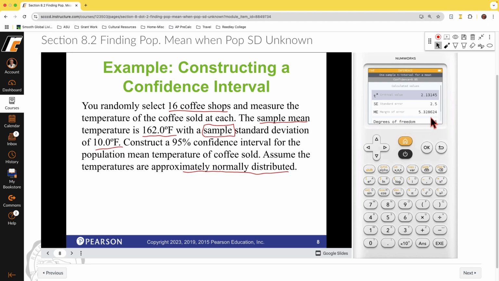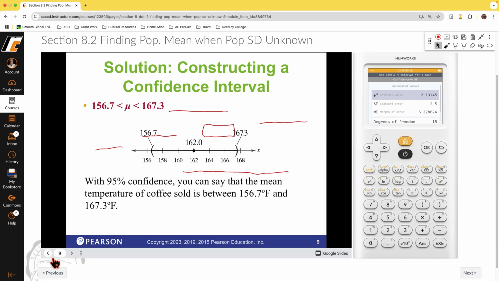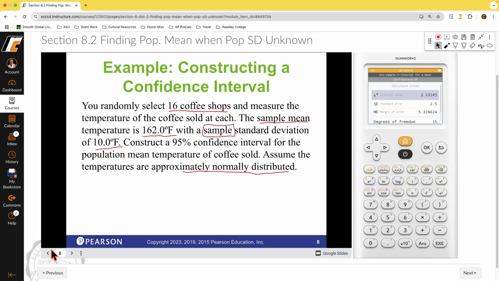What we're going to see is that margin of error is used with the sample mean. So 162 plus or minus 5.3. There's our margin of error. However, if we go one more step, notice 15 degrees of freedom because 16 minus 1 is 15. We actually get the confidence interval here, 5.32, all that out there.